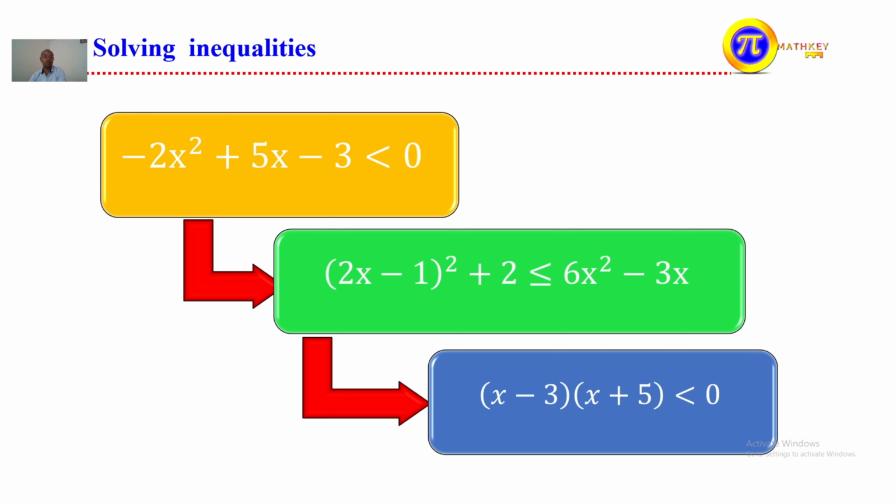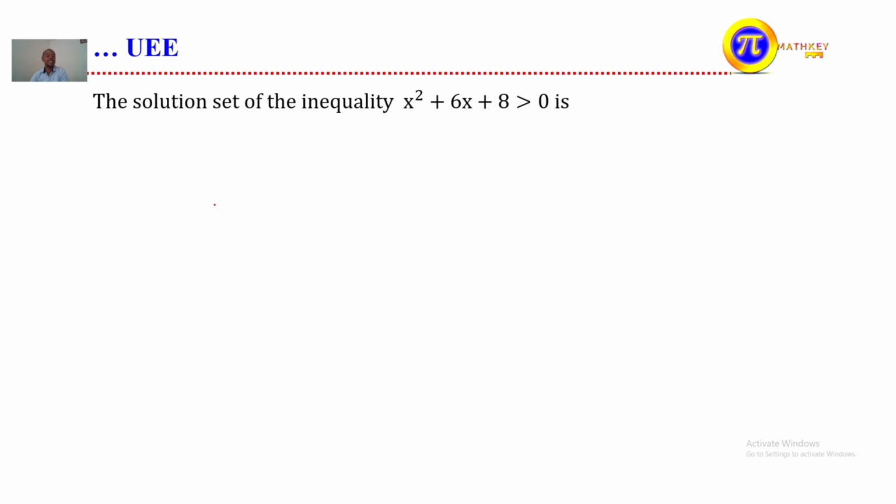Let us see these problems we'll solve together. This is the solution set of the inequality x squared plus 6x plus 8 greater than 0. This is a sample from the university entrance exam. So what is the solution set for this one? To find it, it is better to find two numbers whose sum is 6 and their product is 8: 4 and 2. So we can express this as x squared plus 4x plus 2x plus 8.